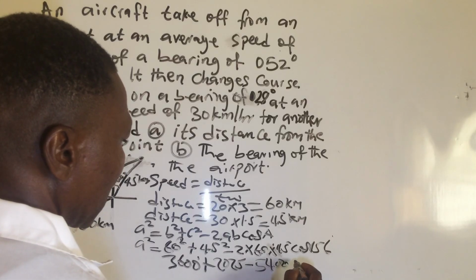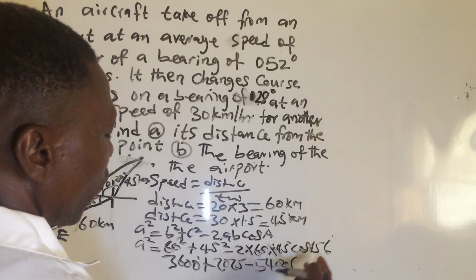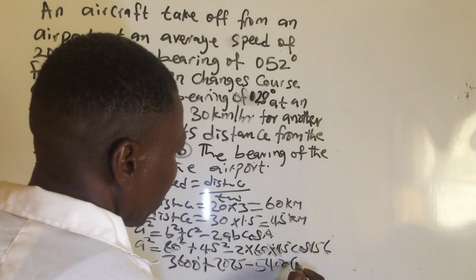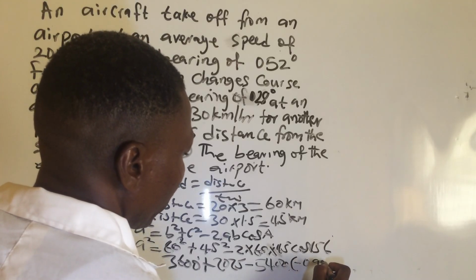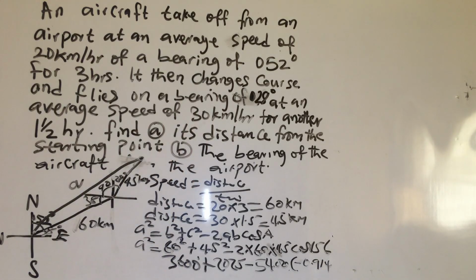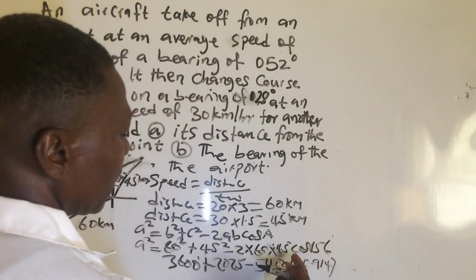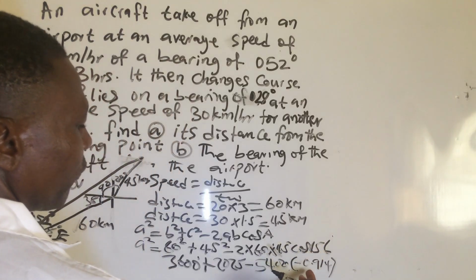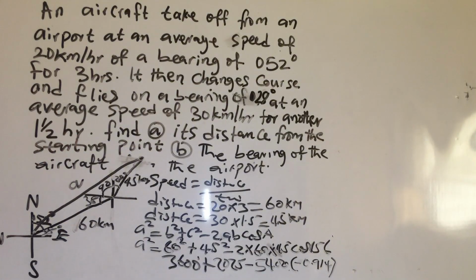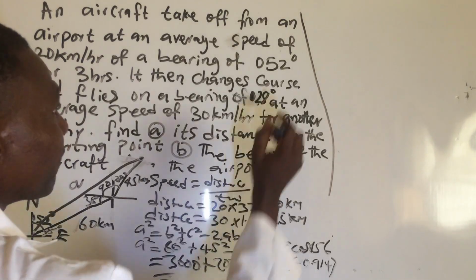will now give us 5,400 times cos 156, which will give us minus 0.914. When you use your calculator to find cos 156, it gives you minus 0.914. Now when we add this plus this, it will give us 5,625.